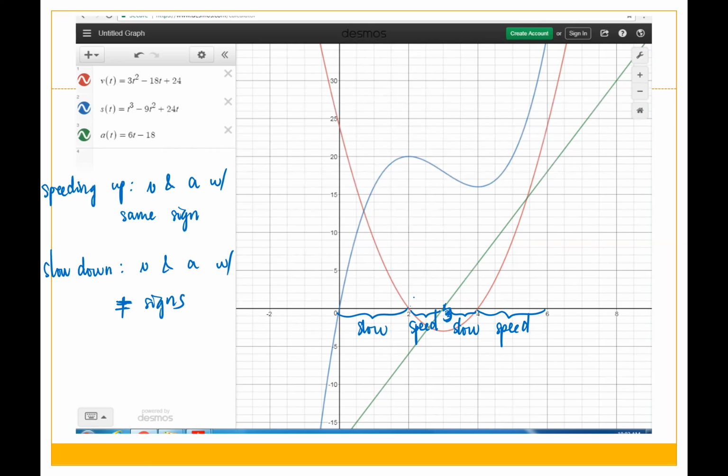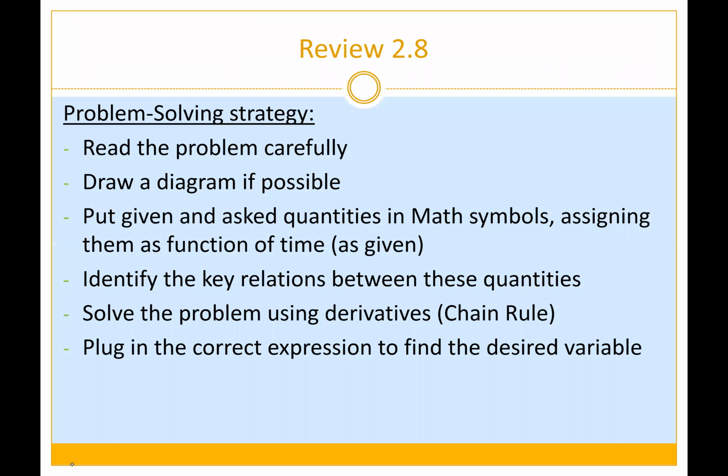So we have 3 intervals with different action. You first slow down, and then speed up again, and then slow down, and then speed up. So it's a little bit complicated, but that is the case when you just look at the graph, and it helps you solve a lot of mathematical expressions. Now that's all I have for 2.7.